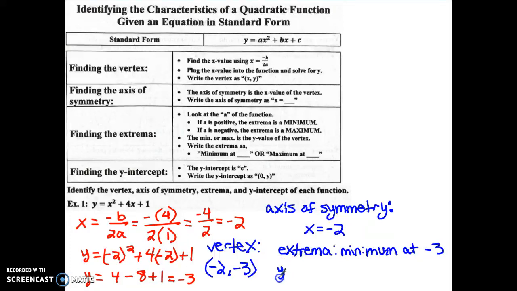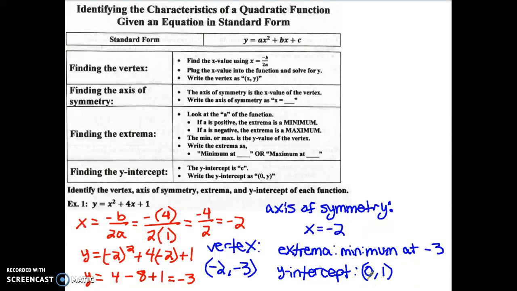Now, lastly, we just have the y-intercept. And this is probably the easiest thing because the y-intercept is simply your c. Okay, and our c is that constant at the end, and we write it as 0, y. So that is just going to be 0, 1.